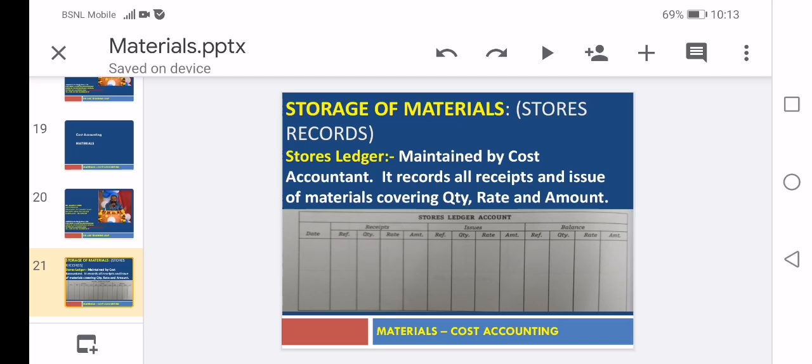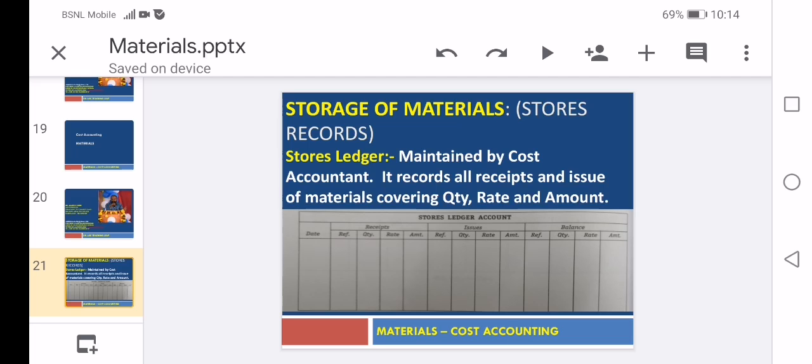Now let us start with the second document or record called stores ledger. The stores ledger is maintained by the cost accountant, whereas the bin card is maintained by the storekeeper. Means stores ledger is part and parcel of the accounting system, whereas bin card is part and parcel of the inventory department or warehouse department.